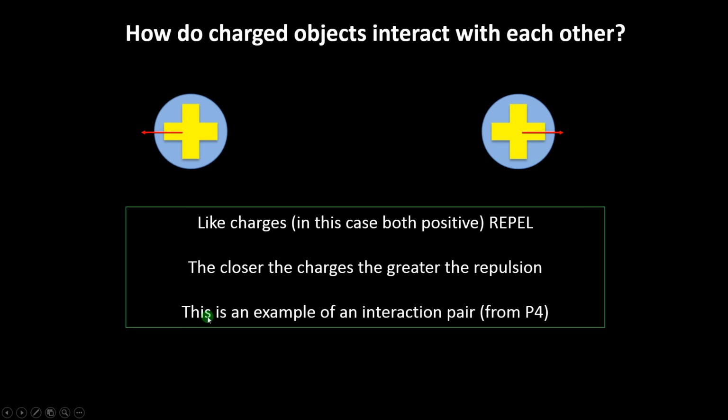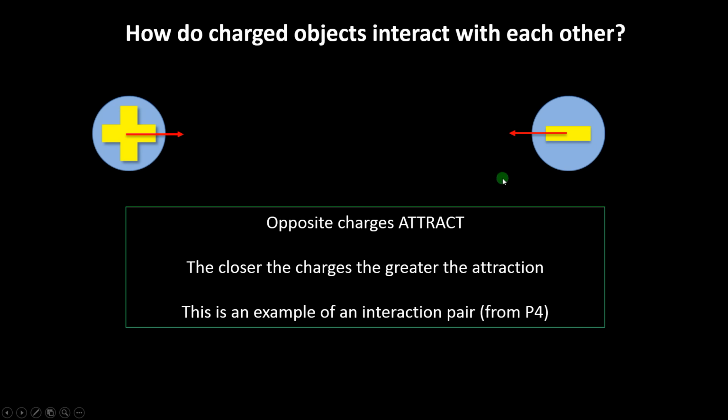An interesting link back to P4 is that this is, of course, an example of an interaction force pair, because we've got two objects, with two separate forces on the two objects pointing in opposite directions, and the forces are the same size. So this is an interaction force pair due to the electrostatic interaction. And then the other case, where we have two oppositely charged objects, one positive, one negative, is that they will attract.